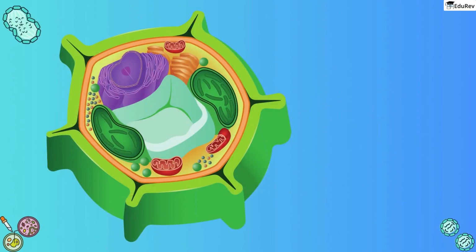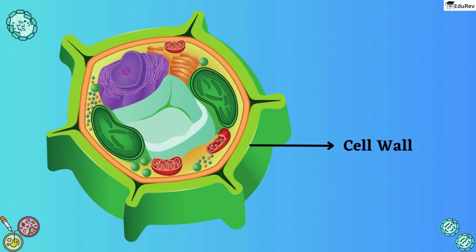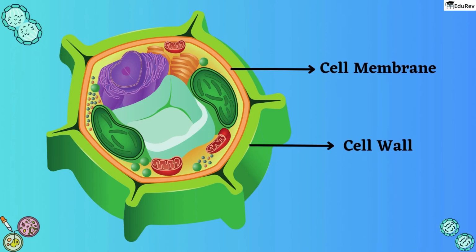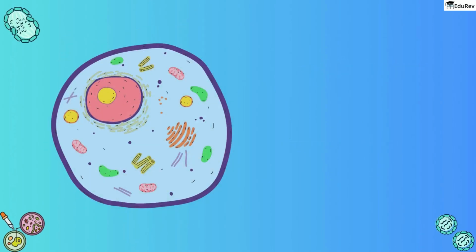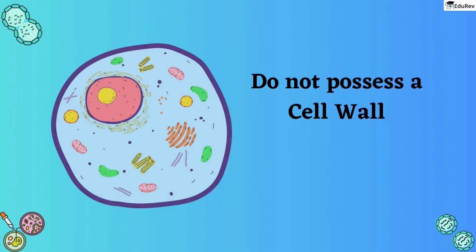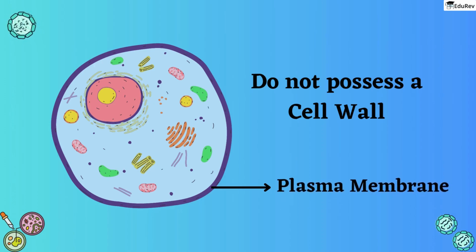If you look at the plant cell, you see that the plant cell is surrounded by the cell wall on the outside and the cell membrane on the inside. In contrast, animal cells do not possess a cell wall as opposed to plant cells. The outermost boundary of an animal cell is enclosed by a plasma membrane instead of a cell wall.